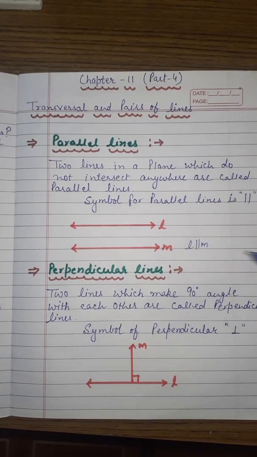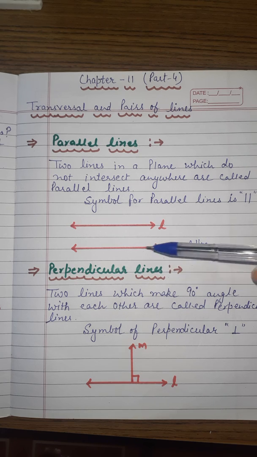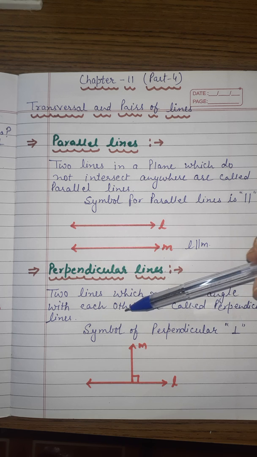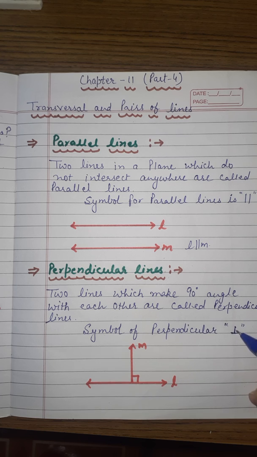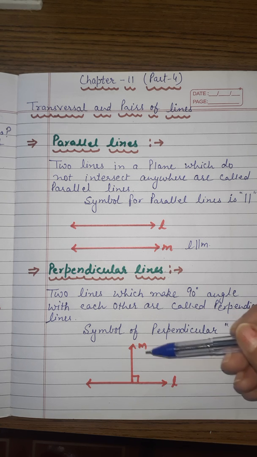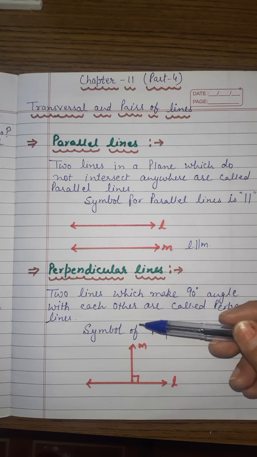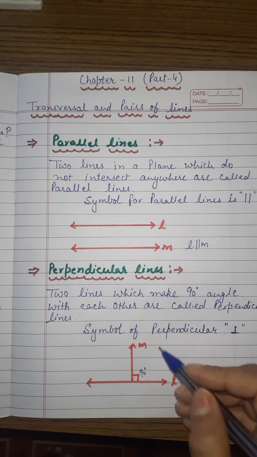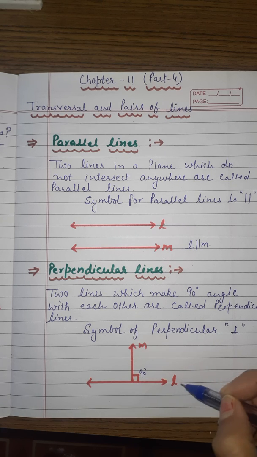Now the next one is perpendicular lines. So what are perpendicular lines? Two lines which make a 90-degree angle with each other are called perpendicular lines. And the symbol of perpendicular is like this. This is the symbol of perpendicular. Here again I have made a figure, and two lines L and M are making an angle of 90 degrees with each other. So we can say that M is perpendicular to L.